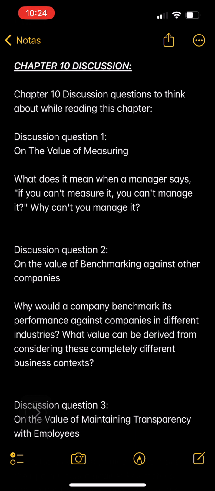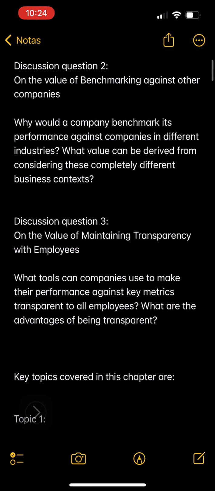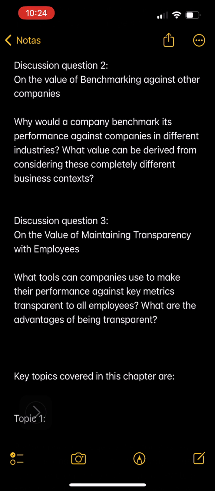Discussion Question 1, on the value of measuring. What does it mean when a manager says, if you can't measure it, you can't manage it? Why can't you manage it? Discussion Question 2, on the value of benchmarking against other companies. Why would a company benchmark its performance against companies in different industries? What value can be derived from considering these completely different business contexts?